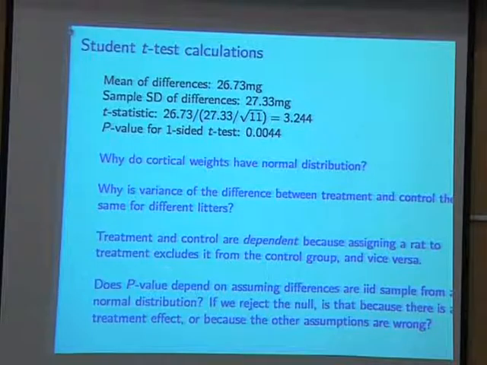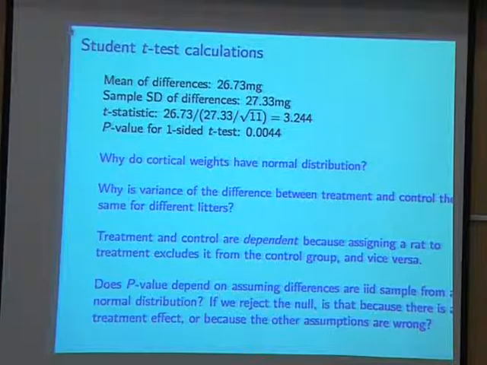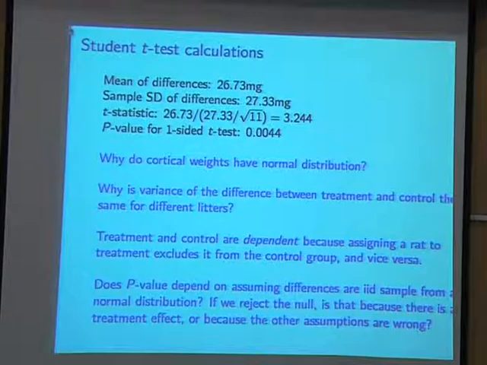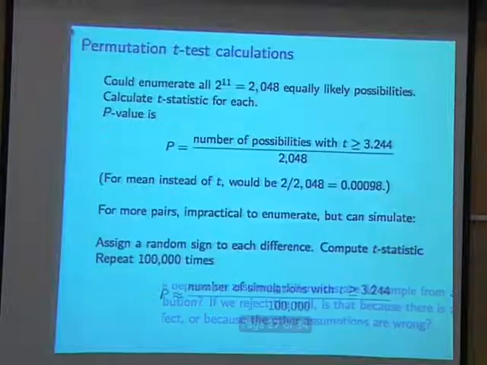In fact, not only are these not clear, but we know some things are not the case. We know that treatment and control are dependent, because if I assign one of the litter mates to be in the control group, that means the other is in the treated group, or vice versa. And so, why should this p-value, based on these differences, assume IID sampling from a normal distribution? And if we reject this null, why did we do it? Did we do it because there's an actual effect, or because the assumptions that we had were wrong? Right? So that's the problem with this.